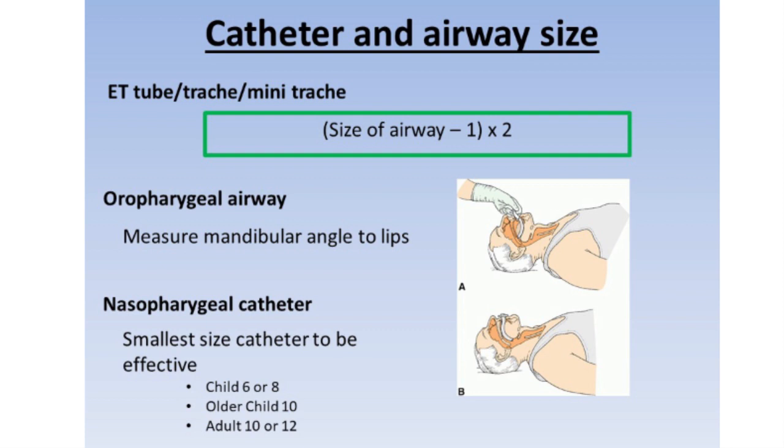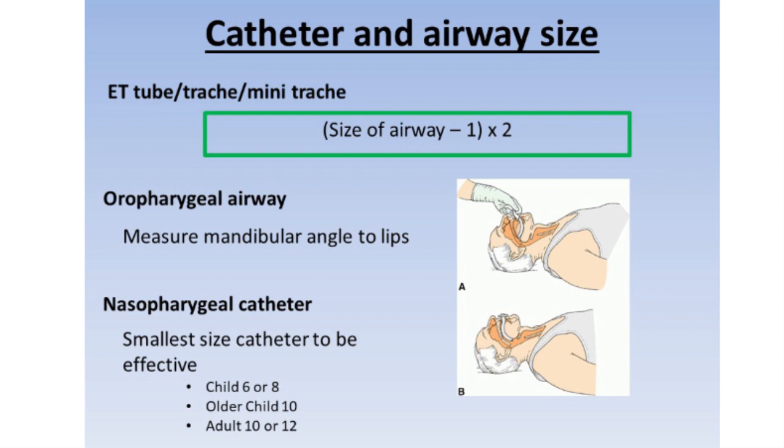So choosing the correct size of catheter or airway, we're going to look first at our ET tubes, our tracheostomies and our mini tracheostomies. In order to establish the correct size of catheter, we do the size of the airway minus 1, times 2. It's important to say there that it's occasionally necessary to use a larger catheter size due to viscosity of secretions, but you should proceed with caution.